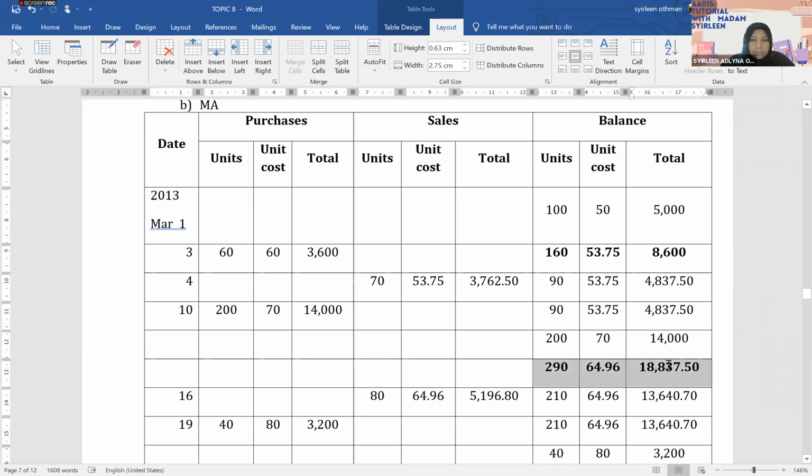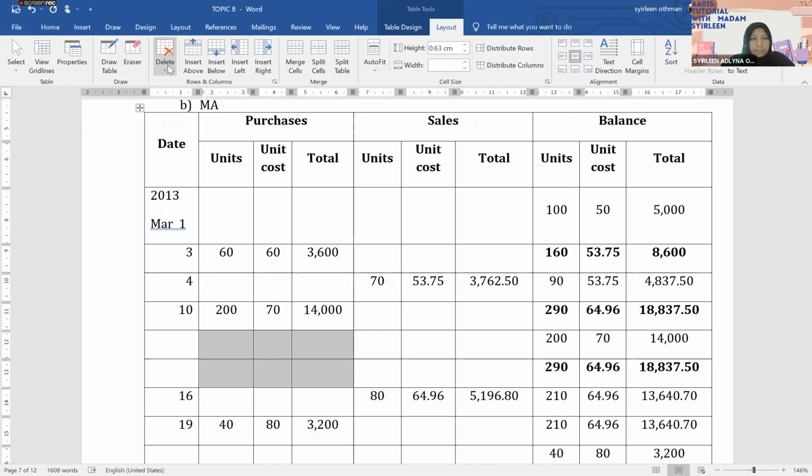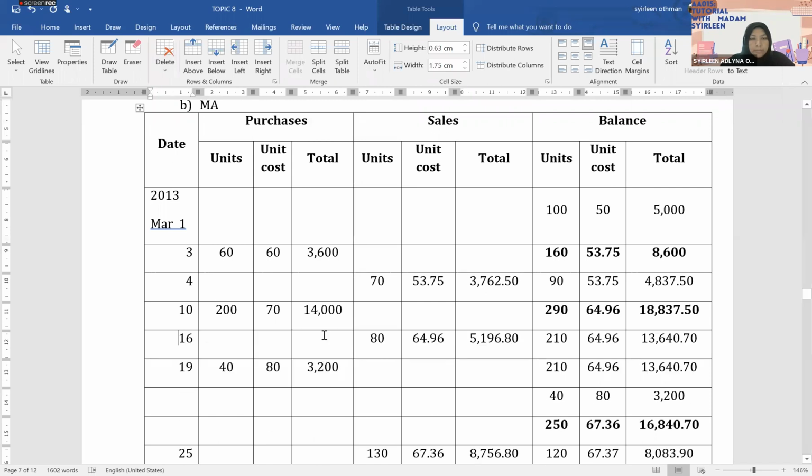Okay, so bila beli, alright, so unit sekarang dah jadi 290 unit. Okay, harga baru. Okay, harga baru is RM4,837.50 plus the 14,000 you bought. Okay, so you akan dapat RM18,837.50 bahagi 290 unit. Kita akan dapat 64.9568 something dekat belakang tu. So kita ambil sehingga 2 decimal, that will be 64.96.